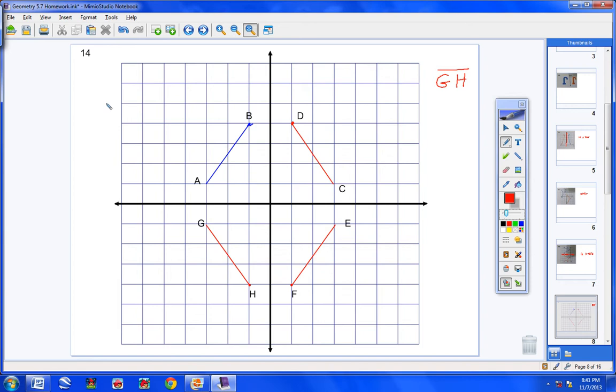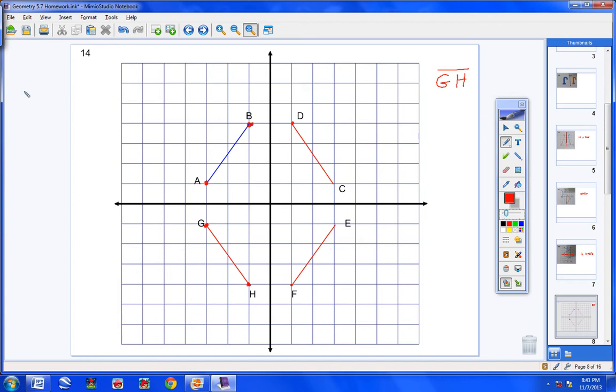Let's take a look at the rest of number 14. Which point corresponds to A and to B? Well, point G corresponds with A, however you want to write that off to the side, and point H corresponds with point B. So however you want to write that in your homework, be sure and write that down.